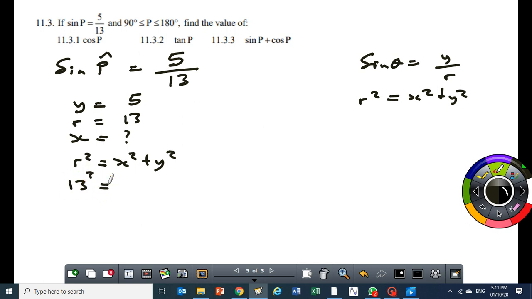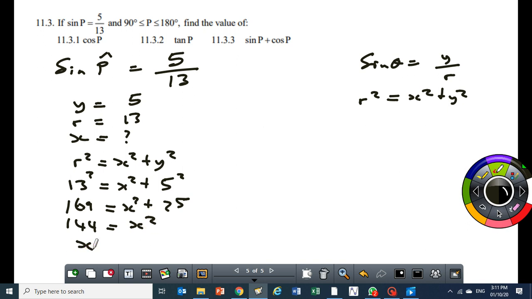My x is the one that I want. My y is 5. So this will give you 169, and you get x squared plus 25. When you take the 25 to the left, you get 144 equal to x squared. Then x will be equal to plus or minus 12, because x can be negative or positive. We are dealing with the Cartesian plane.